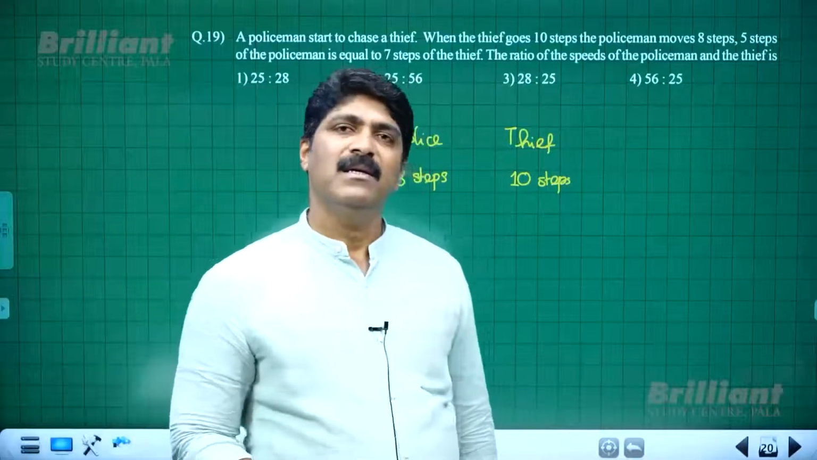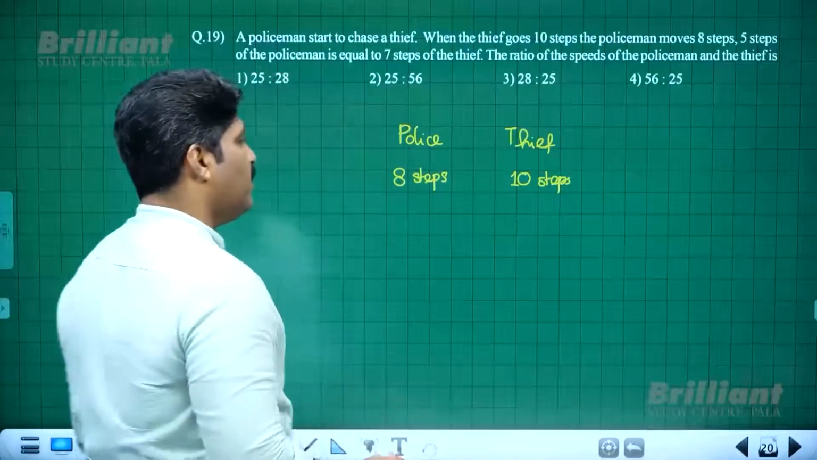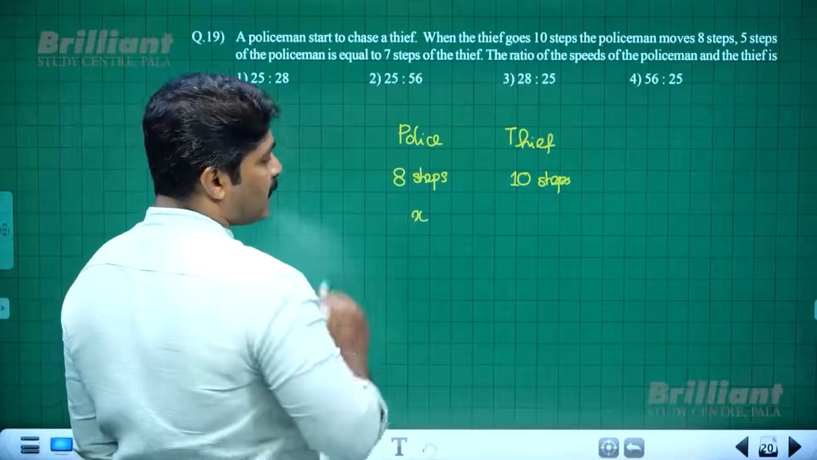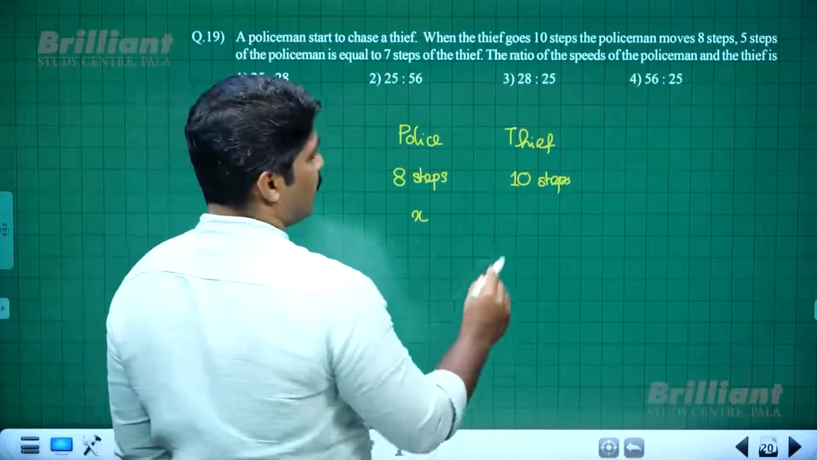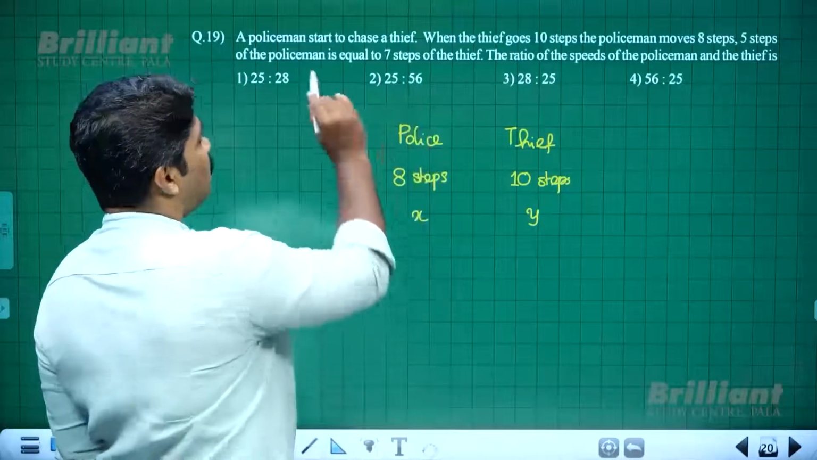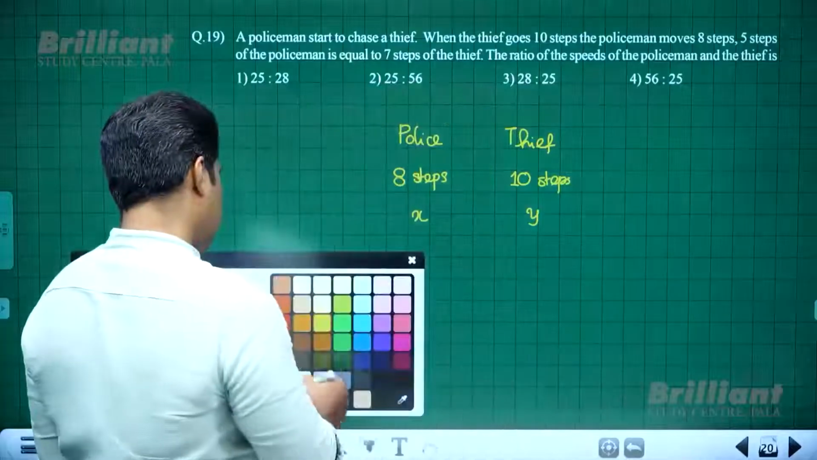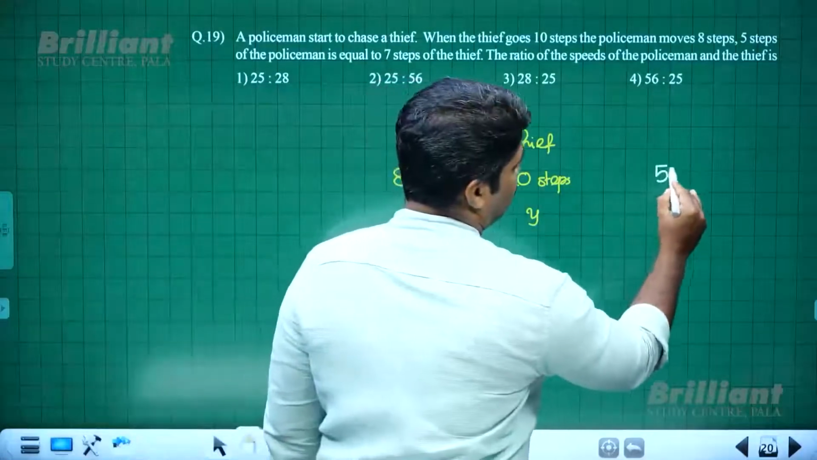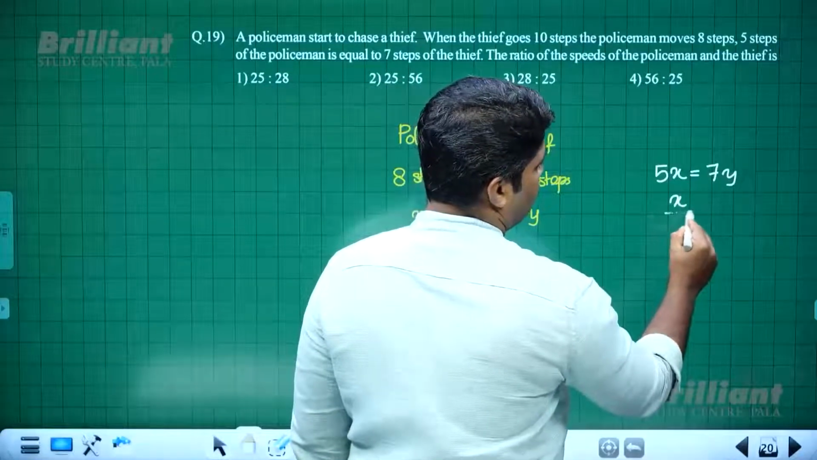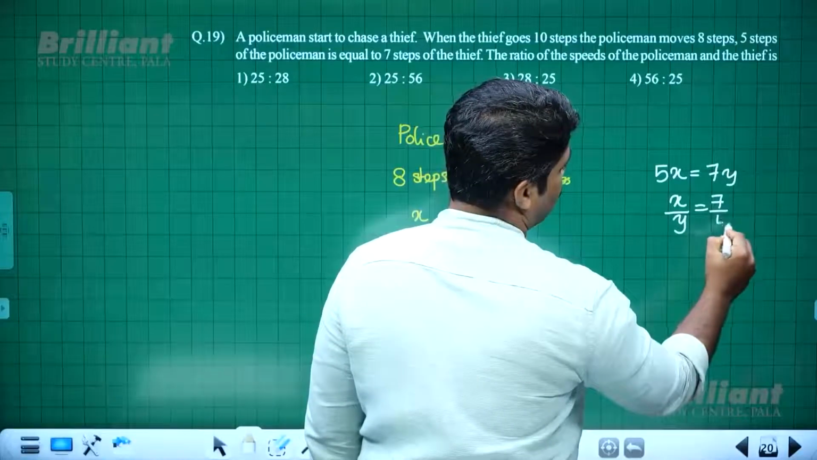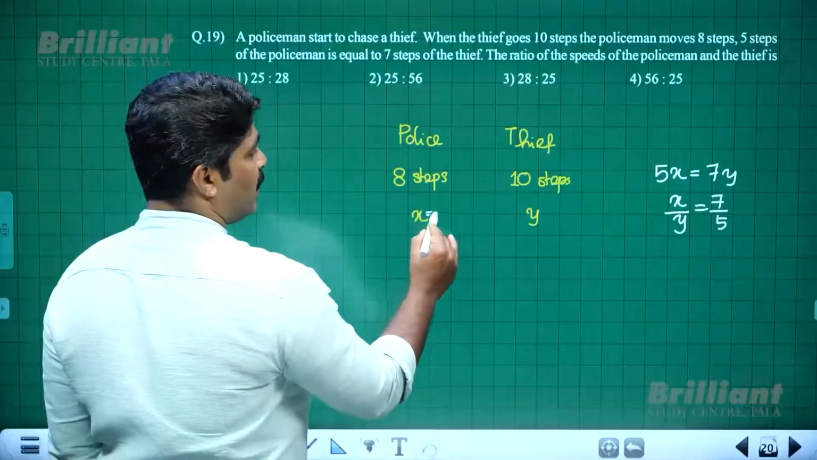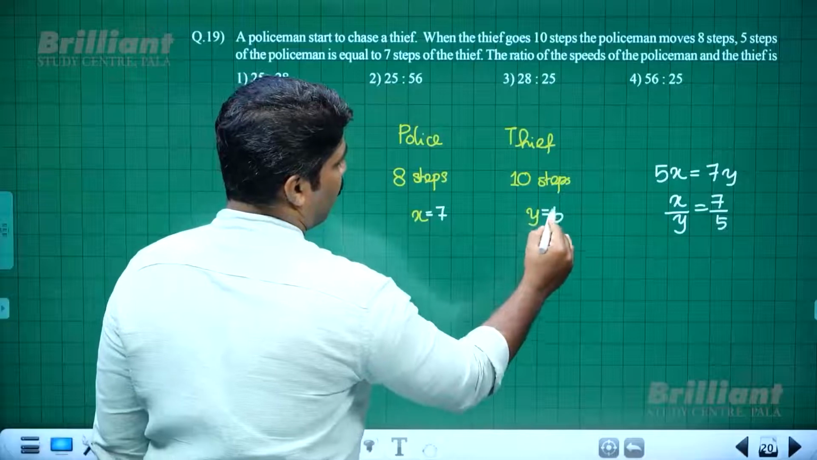What it means? 5 steps of the policeman, that means we just consider the distance covered in each step by the policeman as x meter or centimeter, and that by thief is y centimeter. Then 5 steps of the policeman is equal to 7 steps of the thief. Therefore, we will get the distance they covered in each step are in the ratio 7:5. So then what do you have to write? So this is 7, this is 5.